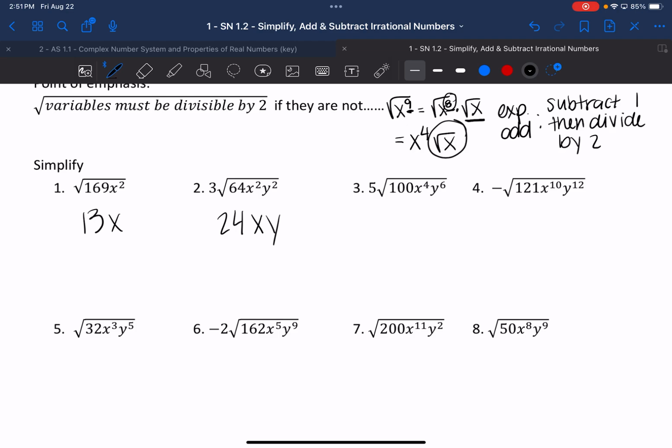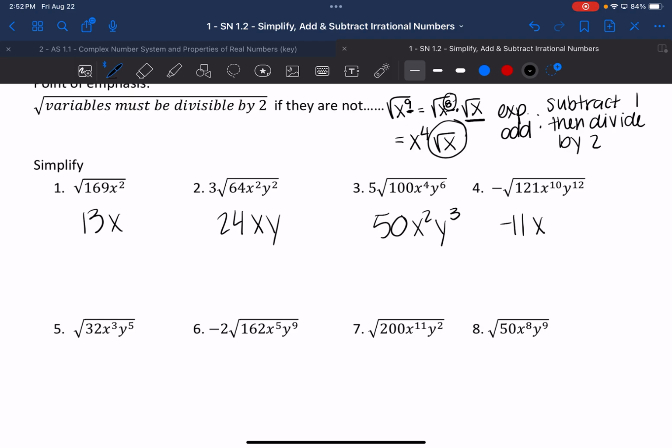Okay? Number 3, square root of 100 is 10, times 5, right? And it looks like both of those exponents are even, so I just need to divide by 2, and I get the answer. Nice. Okay, number 4, what's the square root of 121? And there was already a negative out there, right? So negative 11.